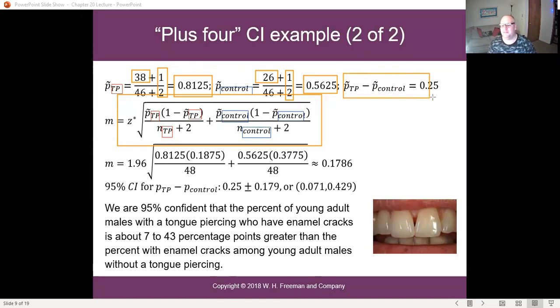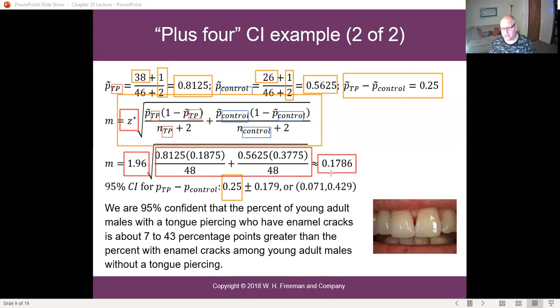Then you can subtract them and you have the 0.25. That's what's going to go right here, 0.25. Then you go find Z star in the table. In this case, we're talking about a 95% confidence interval. So Z star for 95% is 1.96. That's the number that came out of the table. And then you just carefully substitute all of these important numbers in and do all of your math here, and you get this as your margin.